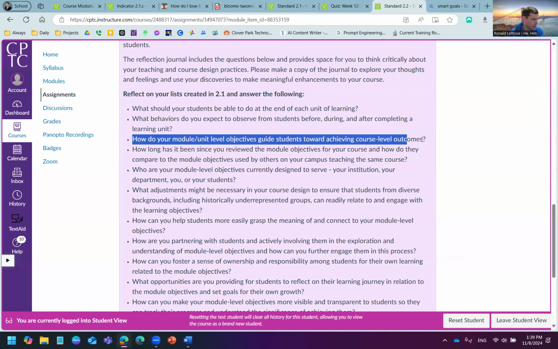If no one wants to talk about that, the next question: how do your module or unit level objectives guide students toward achieving the course level outcomes? I can comment on that. Right now, I have weekly modules, and in them I list the course learning outcomes that we addressed during that week. Nice, I like that. It's transparent for the student. They see that they're moving towards the goal of the course.